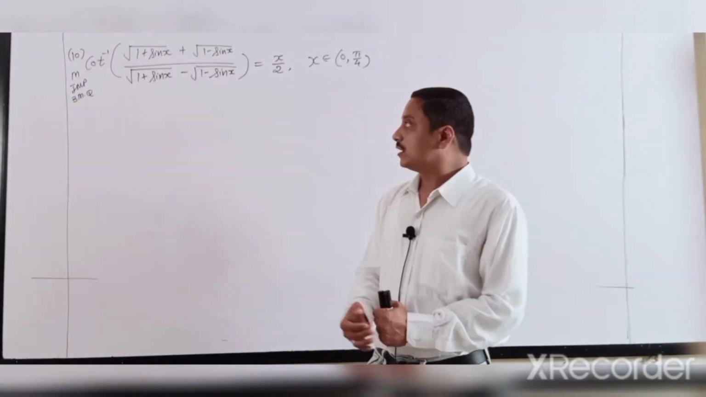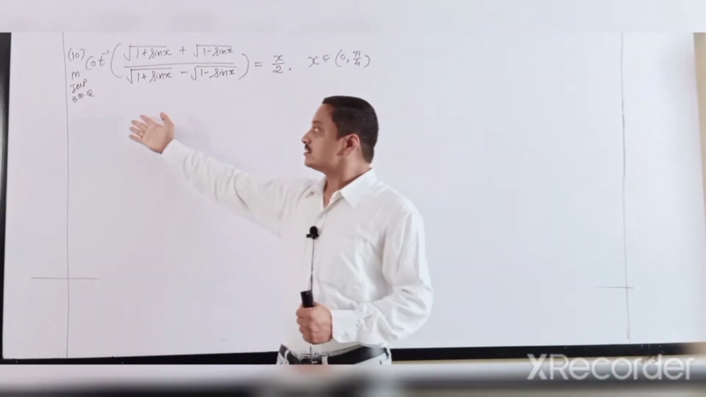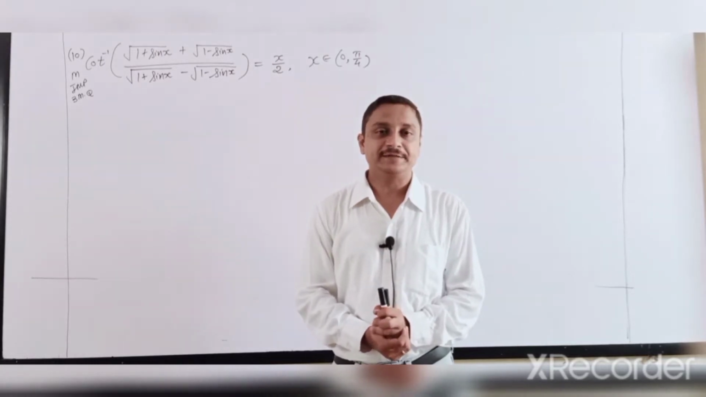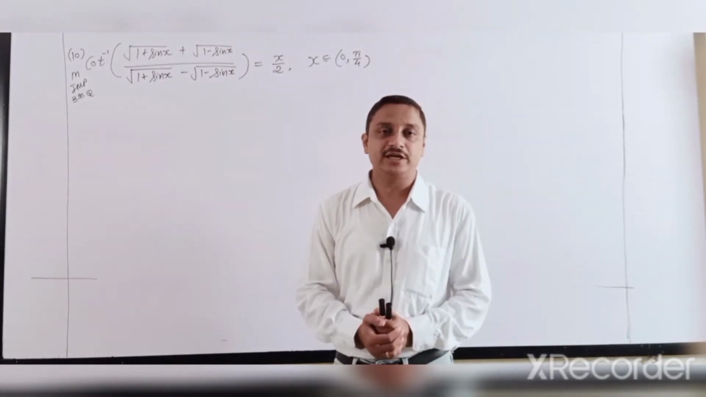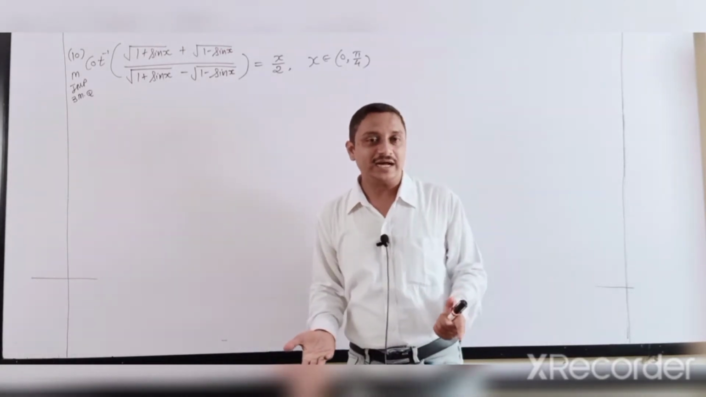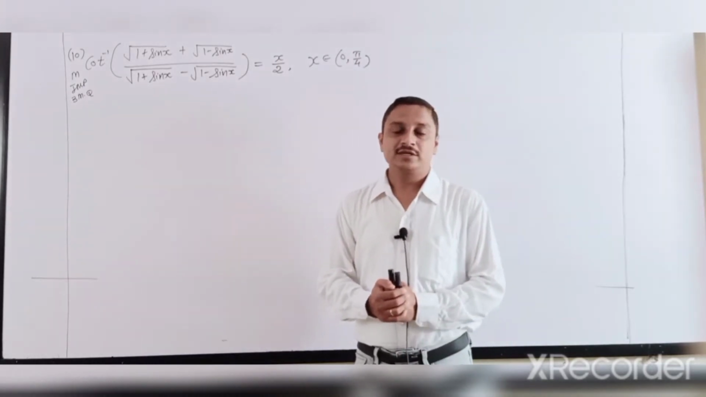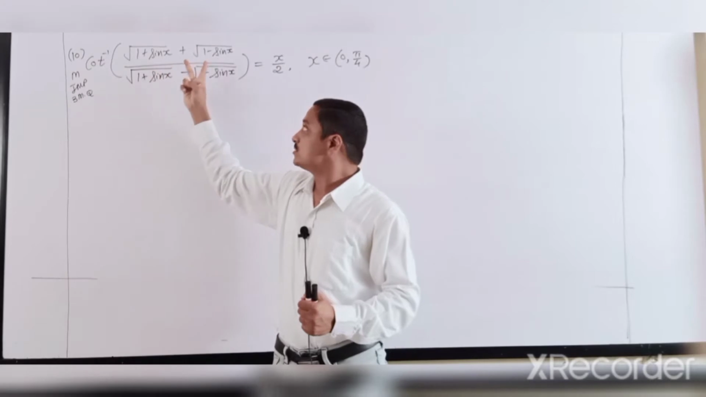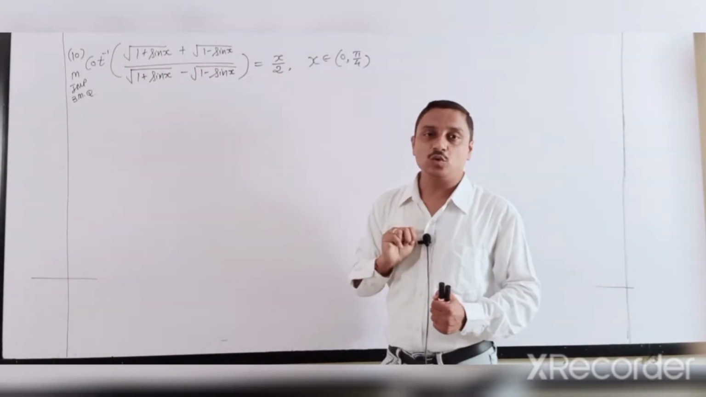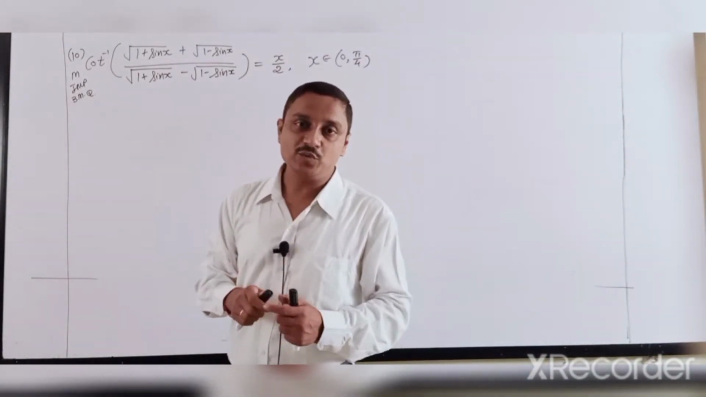Now students, I am going to question number 10. This numerical is very important for the final exam level. Many times it is asked in the exam, for 5 marks or 3 marks. See the question: cot inverse of (square root of 1 plus sin x plus square root of 1 minus sin x) over (square root of 1 plus sin x minus square root of 1 minus sin x), and the answer obtained is x by 2, under the condition x belongs to 0 to pi by 4.